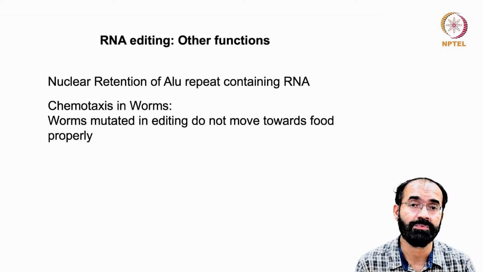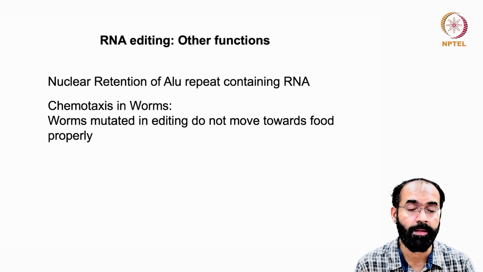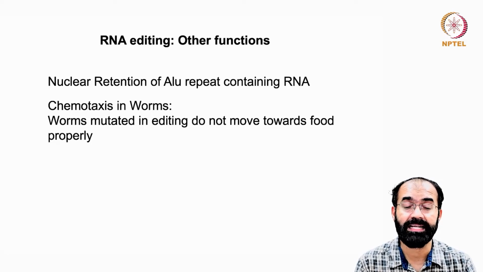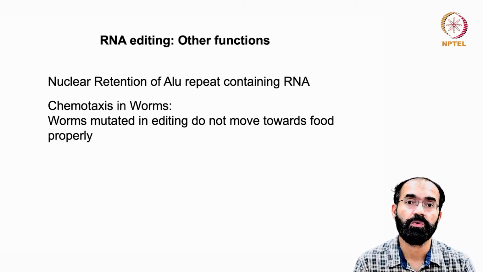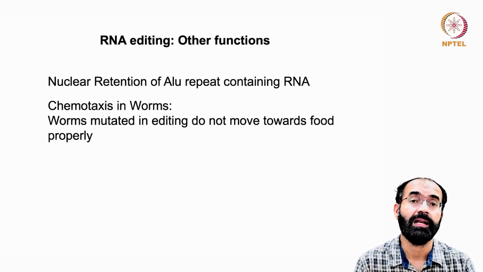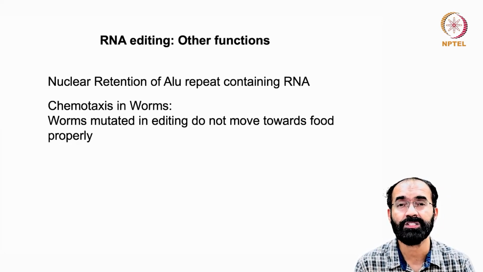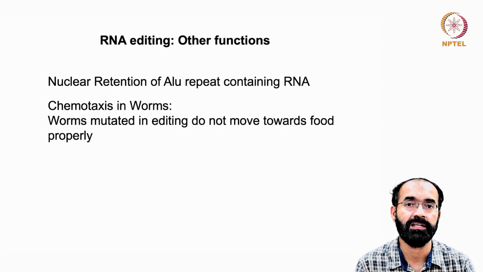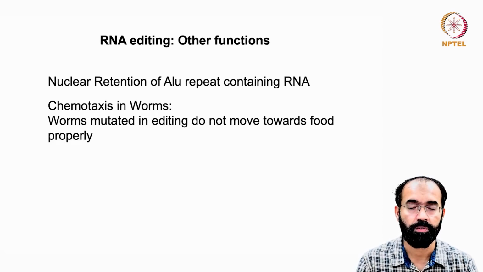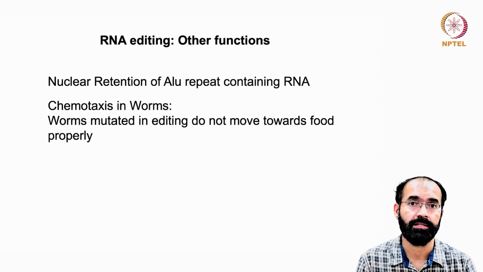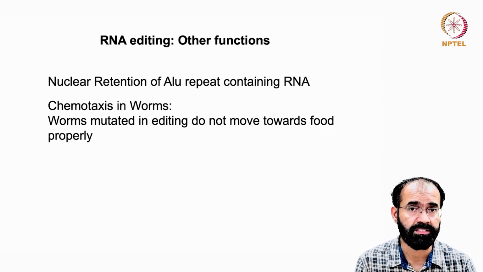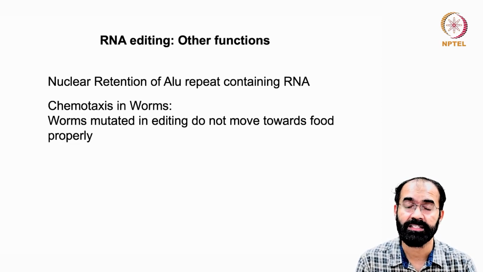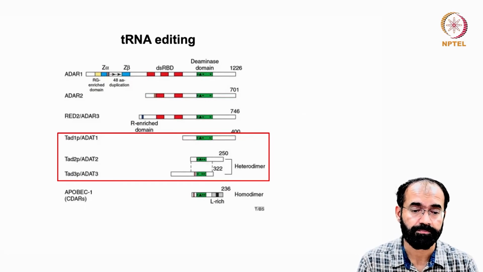So chemotaxis in worms is significantly regulated by RNA editing. Worms mutated in editing do not move towards food properly. That means it becomes a dumb worm. It is basically useless. It can also cause a life or death situation, because if a worm is not able to find its food in natural conditions, I don't think this worm will be able to make a good living, or even survive. It is almost like a lion unable to recognize a buffalo or deer. So who will give food to the lion? So it is very important that if RNA editing functions are defective, the animal suffers.